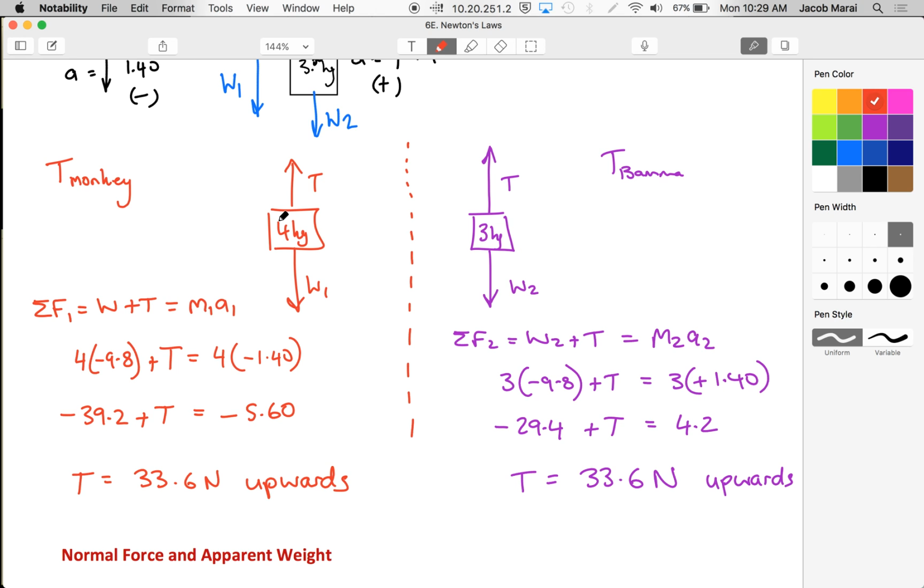So a quick little check is by looking at this scenario. I know that tension has to be in between both of the weight forces. It's going to have a magnitude between 29.4 and 39.2. Okay? Would it be exactly halfway? Well, no, it depends on the rate of acceleration.